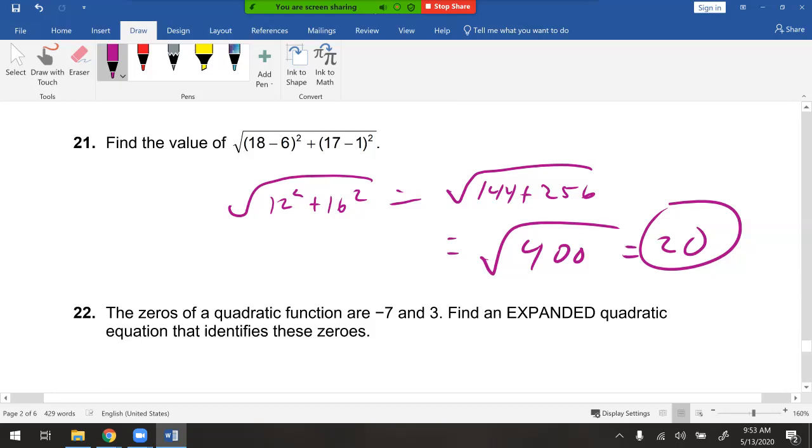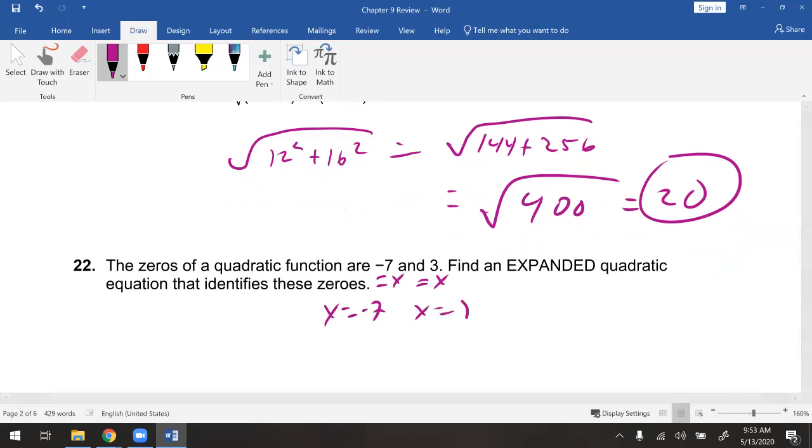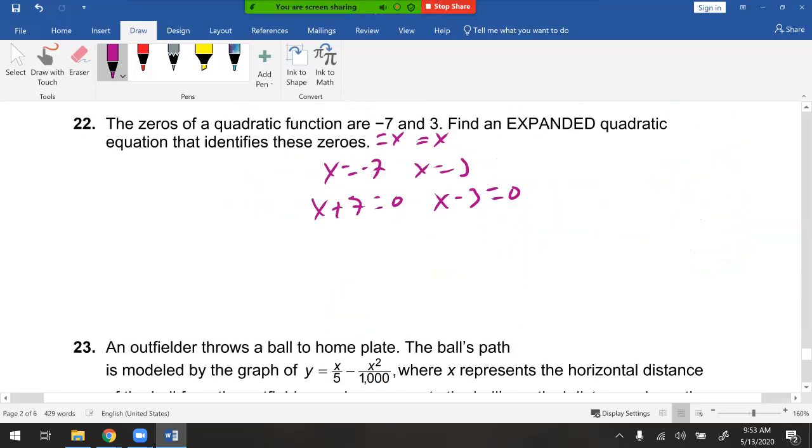22 is almost a guarantee. Remember that these are both equal to x because those are my x-intercepts. So if I set x equal to negative 7 and then x equal to 3, I want to find out when it equals 0. Well, x plus 7 equals 0, x minus 3 equals 0. Those are my factors. So here we go, I've got x plus 7, x minus 3.